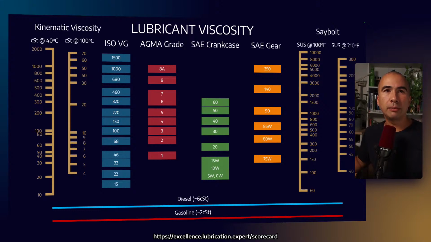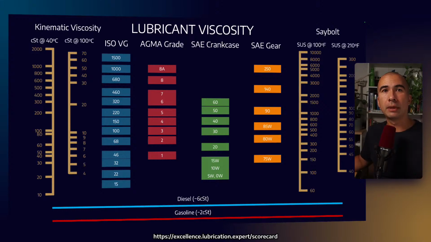The most common one you can see is we measure centistokes, so that's kinematic viscosity, at 40 degrees Celsius and 100 degrees Celsius. So most industrial oils will get measured at 40, most engine oils are measured at 100. There's the ISO VG grade, so that's the International Standards Organization viscosity grade. AGMA is the American Gear Manufacturers Association. SAE is the Society of Automotive Engineers.